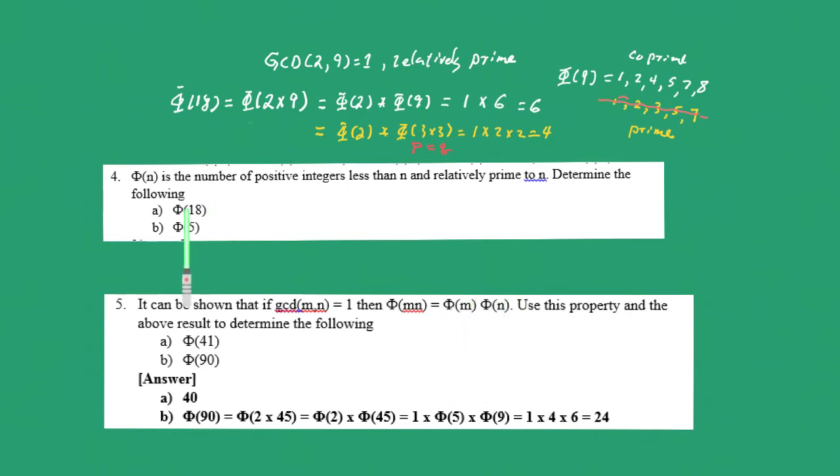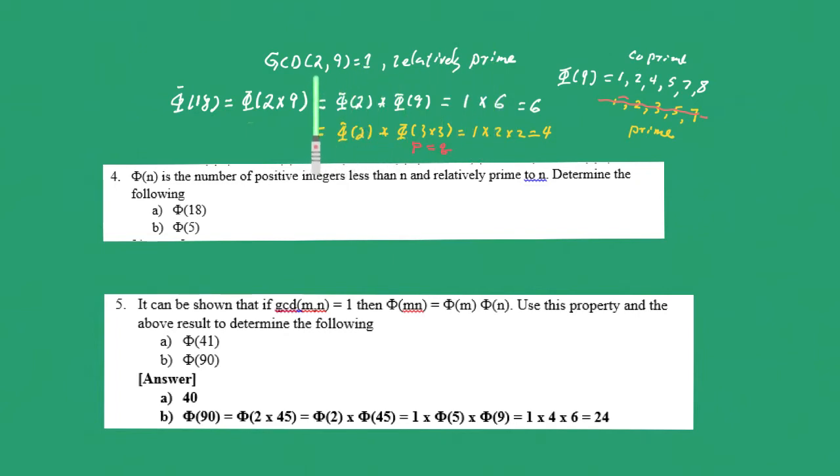So let's look at this problem. Number 4: once again, the number of positive integers less than n that are relatively prime to n. Determine the totient of 18. Here, 18 is equal to 2 times 9. Are 2 and 9 relatively prime? Yes, because the GCD of 2 and 9 is 1.